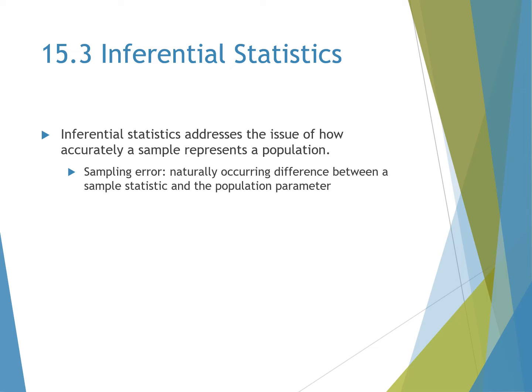And it takes into account sampling error. This is the fact that the sample does not always provide a perfectly accurate picture of the population. And so it tries to account for the discrepancy or error between the sample and the population.